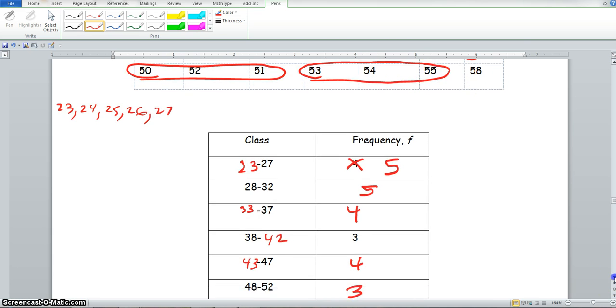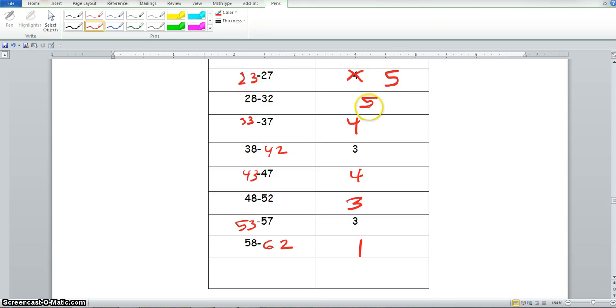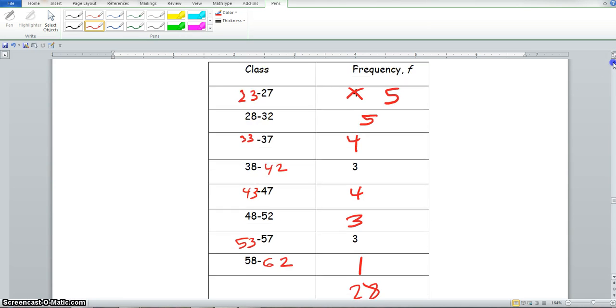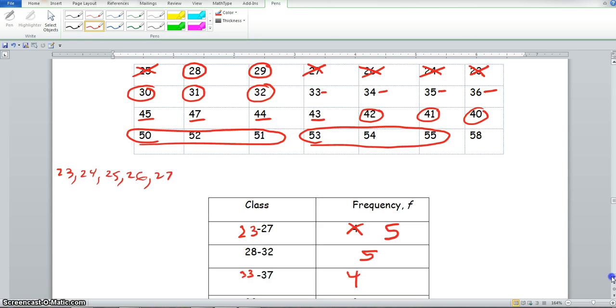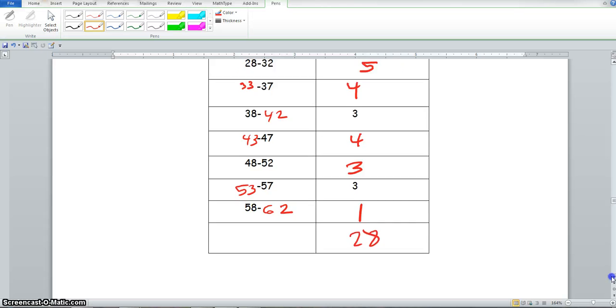Now, we add these up. 5 and 5 is 10, plus 4 is 14, plus 3 is 17, plus 4 is 21, plus 3 is 24, plus 3 is 27, plus 1 is 28. So that should give us 28. Let's see, we have 1, 2, 3, 4, 5, 6, 7 rows, and 4 down. That's 28 numbers. So our frequencies are correct.